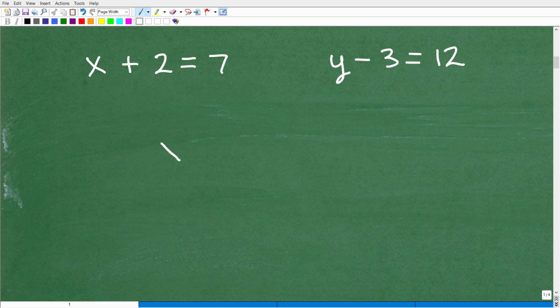So again, to solve it, I want to have only x on this side and then one number over here. And this, if we did this correct, would be our solution. All right, so how can we do this? Well, I have x plus 2.